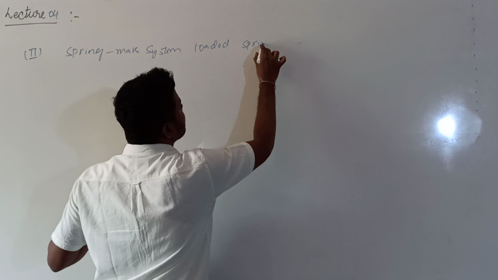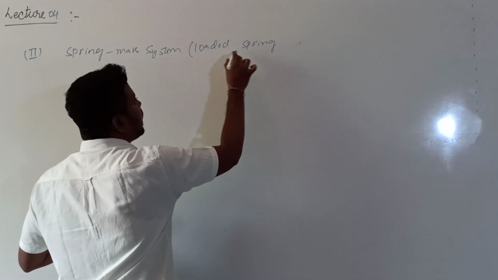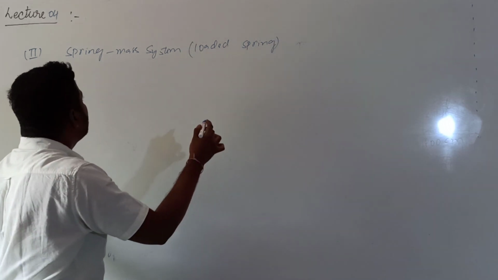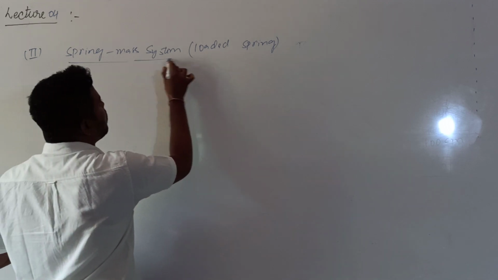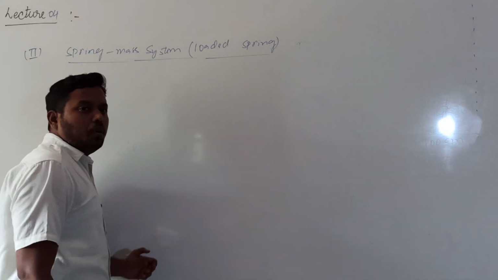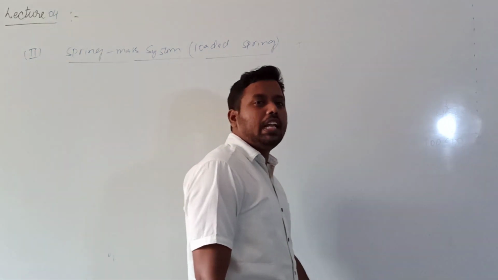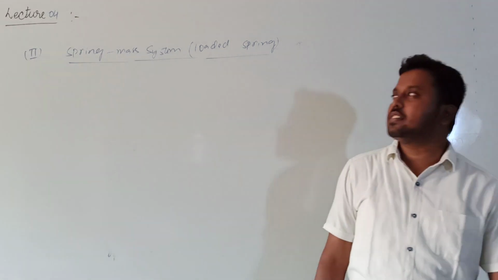Loaded spring also will execute simple harmonic motion. So I will call it the spring mass system. This spring mass system, I can also call it a loaded spring. The oscillations of a loaded spring with a small amplitude are also simple harmonic. Now we want to derive the expression for the time period of the spring mass system.